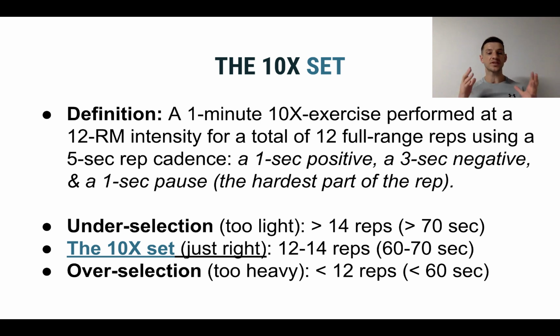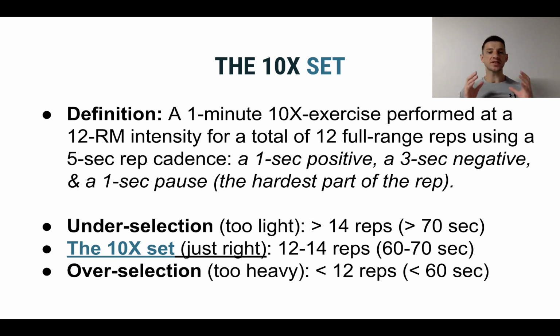And we use a 5-second rep cadence. Now remember, this 5-second rep cadence allows us, again, specifically to do a 1-second positive, which is relatively fast or organic. There's no particular manipulation of the positive. But then the negative, where we have at least 3 seconds, which is more than double the positive. And then when applicable, we do a 1-second pause in the hardest angle of the exercise.